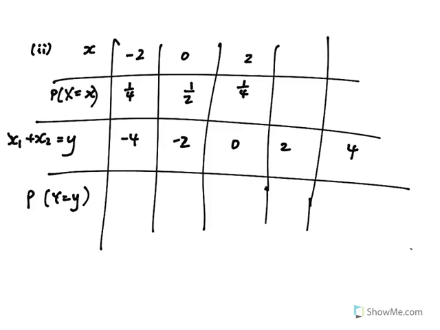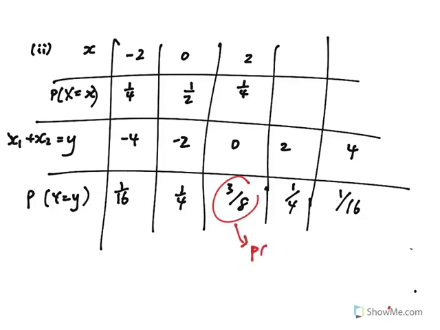So what's the probability of getting -4? It's 1/16. What's the probability of getting -2? That will be getting -2, 0 or 0, -2, which is 1/4. And followed by 3/8, 1/4, 1/16. I'll leave you to work on this by yourself, how I managed to get, for example, 3/8. This is the probability of X1 equals 0 multiplied by the probability of X2 equals 0. Correct.